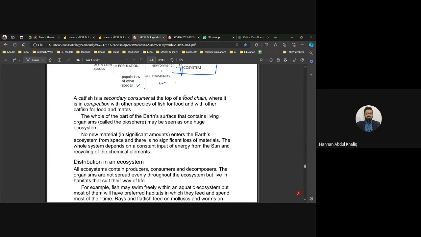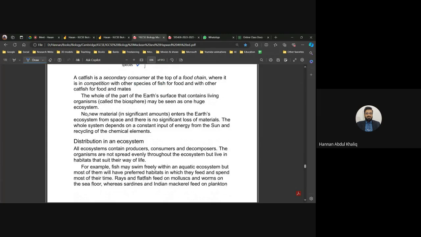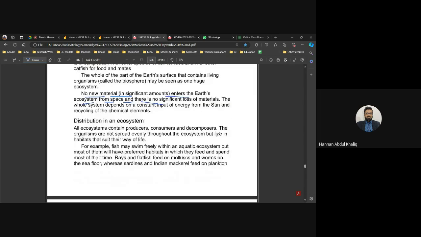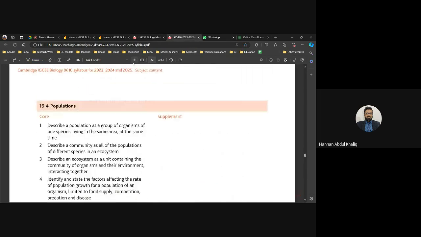Okay, catfish is a secondary consumer. No new material enters the Earth ecosystem from space, and there is no significant loss of material. Earth is a closed ecosystem. The things are cyclic.